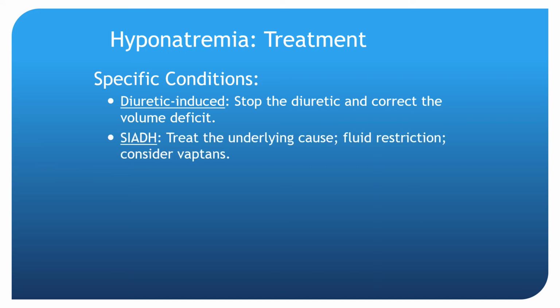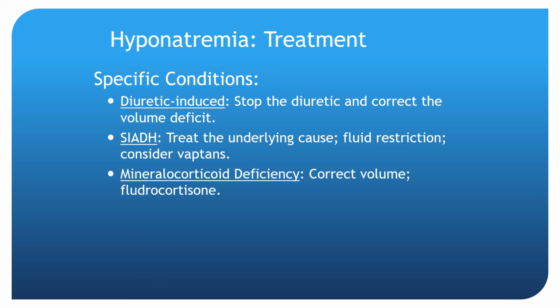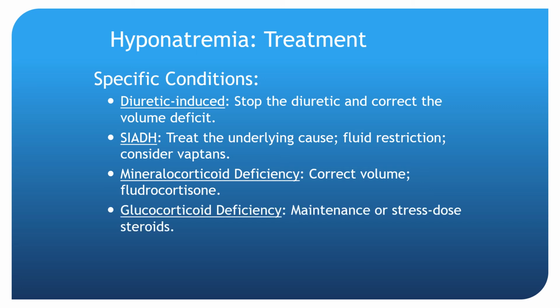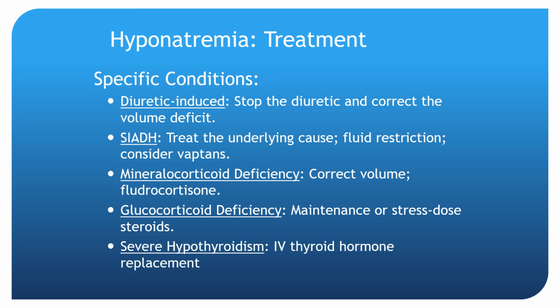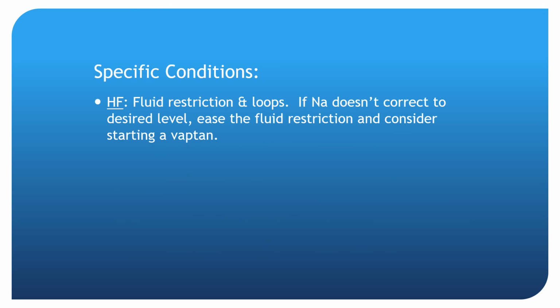If it's SIADH, remember, treat the underlying cause, fluid restriction, and consider Vaptans. If it's mineralocorticoid deficiency, you correct the volume and you add fludrocortisone. If it's glucocorticoid deficiency, you give maintenance or stress dose steroids. And if it's severe hypothyroidism, usually you need to give them IV thyroid hormone replacement. If they have heart failure, you're going to give them fluid restriction and loop diuretics. If the sodium doesn't correct to the desired level, you ease the fluid restriction and consider starting a Vaptan.